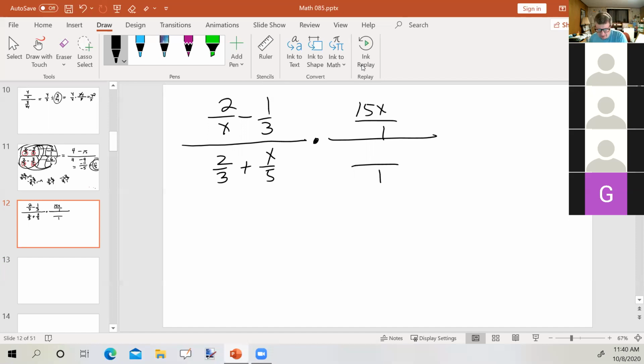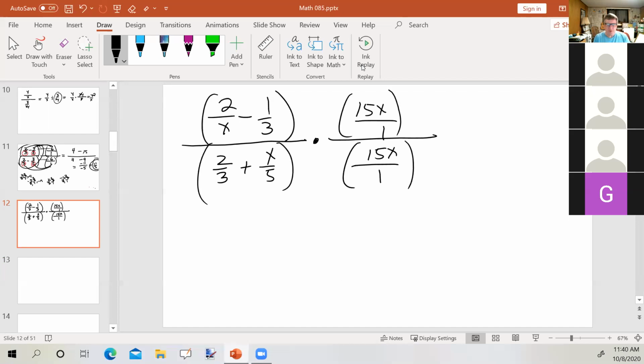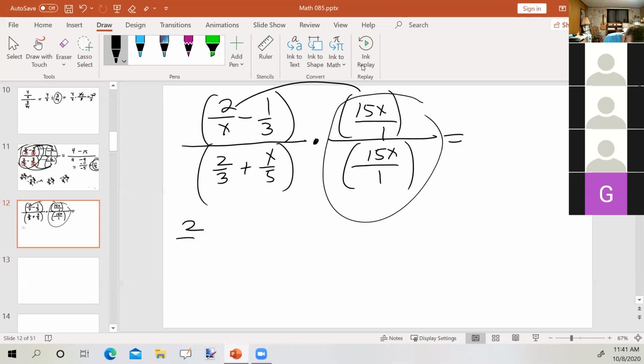All righty. So we determined that 15x was the least common denominator. So we're going to multiply the numerator by 15x and the denominator by 15x. So this whole thing I've got on the right, that's just one, right? Because that's basically just one. So 2 over x times 15x over 1. The x's would reduce out and we would get 30.